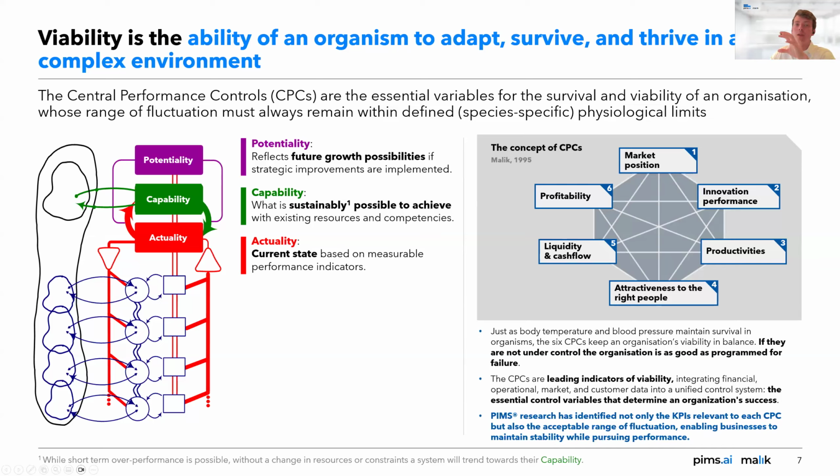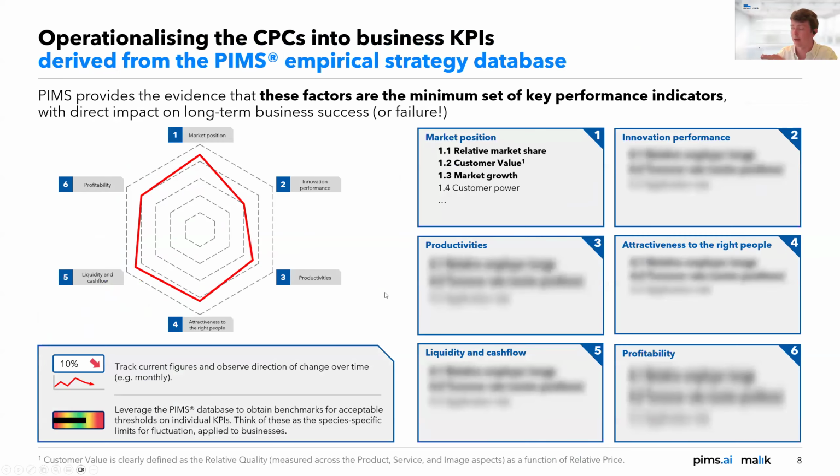Now, you will ask, how do I measure each of these CPCs? Because they seem more like categories. How do you measure market position? So which concrete metrics express within each CPC? And this is where the PIMS database does some real work, because the research that we've done in the PIMS database has identified what factors have direct measurable impact on long-term business success. So we selected those and we've organized them along the CPCs, which you'll see on the screen now.